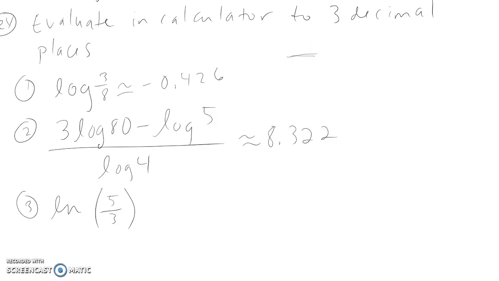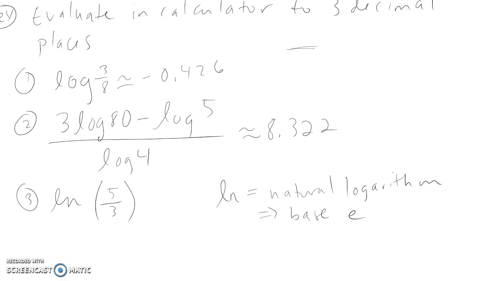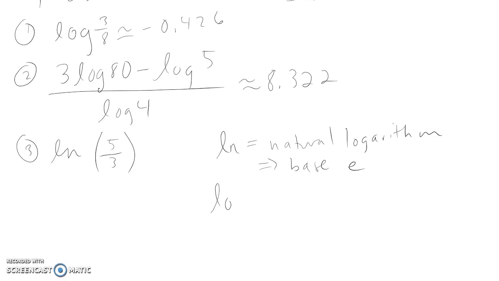What is ln? Well, it turns out that ln is what we call the natural logarithm. And the natural logarithm has base e. So the idea is that if we were to write log base e of x, that's the same thing as ln of x. And it's used so commonly that it's generally in the calculator.